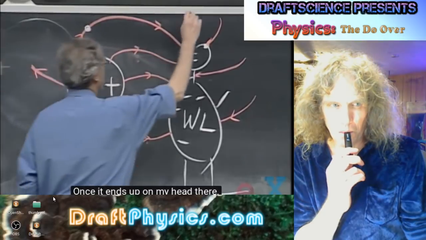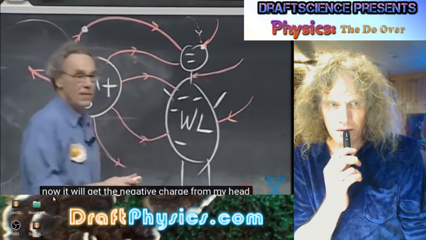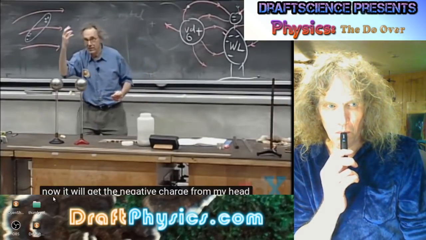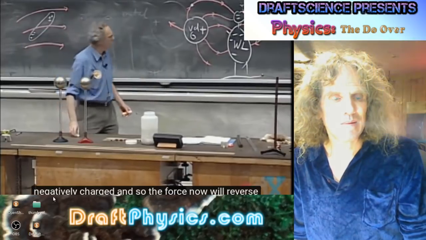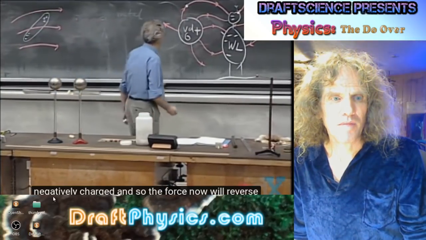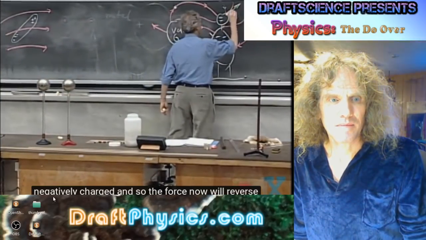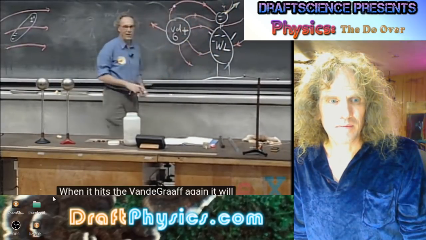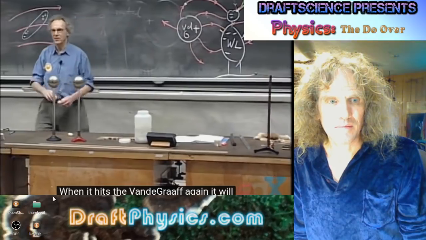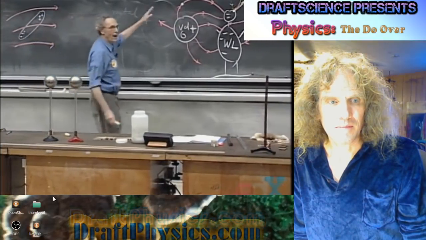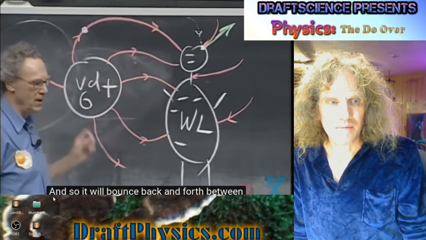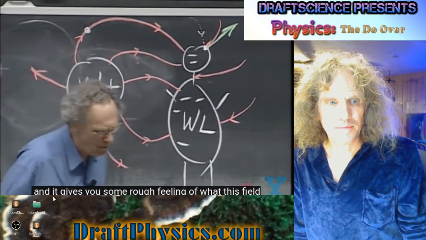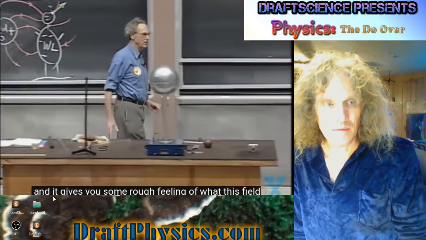Once it ends up on my head there, so it comes in maybe like this, now it will get the negative charge from my head, and so it will become immediately negatively charged, and so the force now will reverse and will be in this direction, tangential to this field line. And so it will go back. When it hits the Van de Graaff again, it will get positive charge, reverses polarity, and it will go back. And so it will bounce back and forth between me and the Van de Graaff, and it gives you some rough feeling of what this field configuration is.